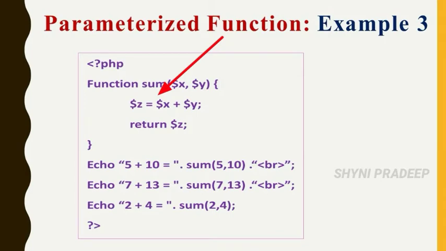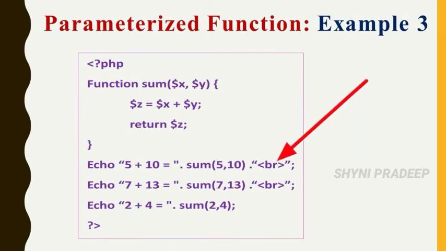x plus y. See this calling part, echo 5 plus 10. Argument of the x parameter is 5 and argument of the y parameter is 10, which means the value of parameter x is 5 and the value of parameter y is 10. So 5 plus 10, z is equal to what? x plus y. So 5 plus 10, 15. So you will get the output 15 for this value.